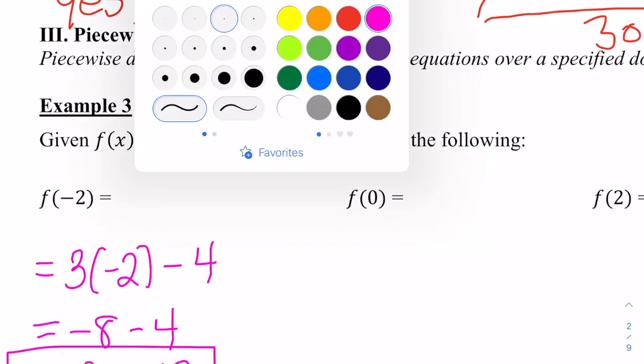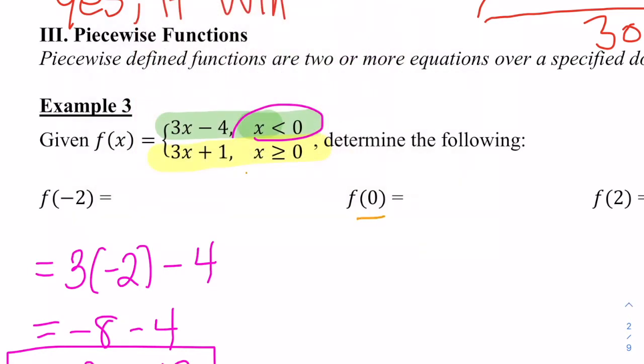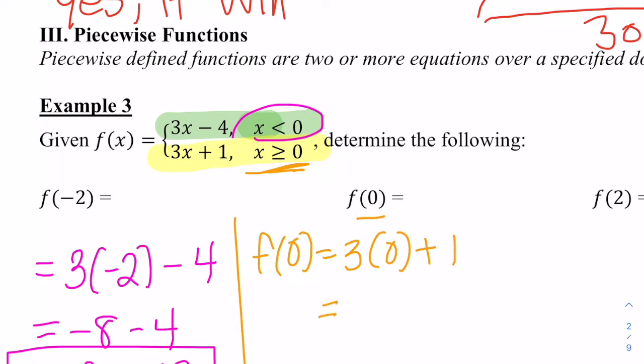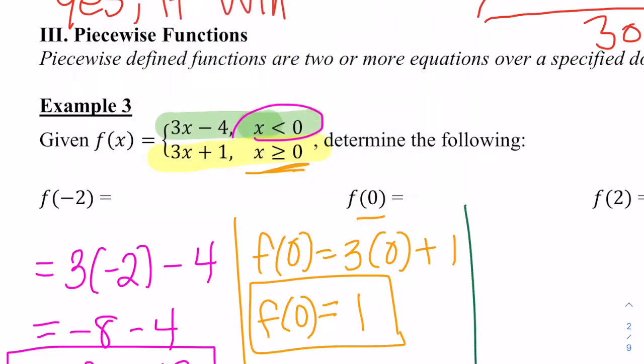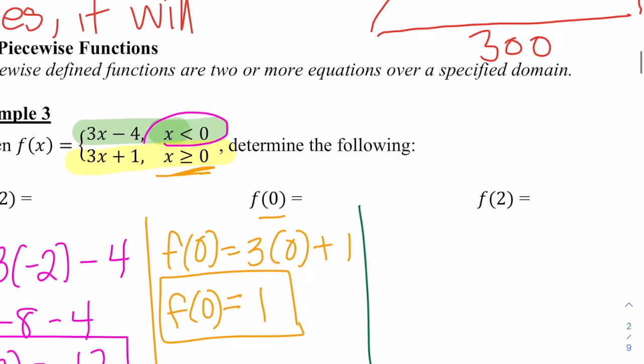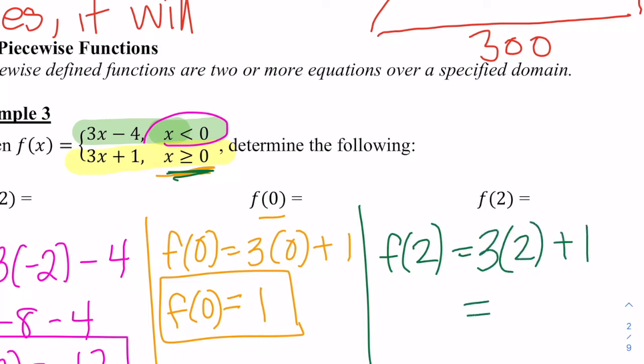Now for the next one, 0, remember 0 is going to be in the second equation. So f of 0 will be 3 times 0 plus 1. So that'll equal just 1. And for the next value, for 2, we're going to plug 2 into the second equation because it's greater than 0. So f of 2 equals 3 times 2 plus 1. So that's just going to be 7.